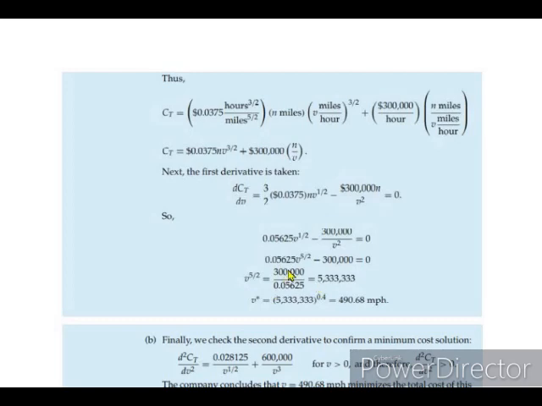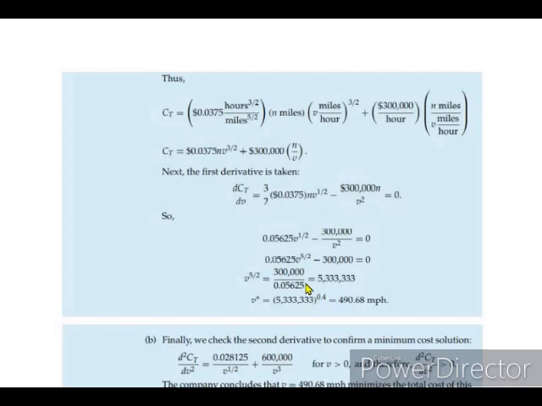Now, next, we multiply both sides by v squared to eliminate it. That's why the first term now has 5 halves in the exponent, while the second term becomes 300,000 only. Next, we'll just transpose 300,000 to the other side of the equation, then divide both sides by the coefficient of the variable here, so that v raised to 5 halves is left on this side of the equation only.